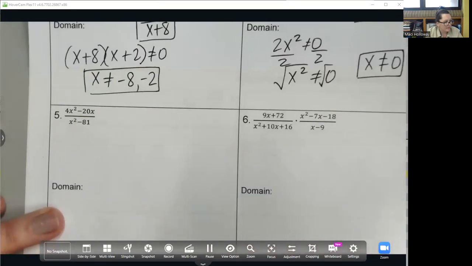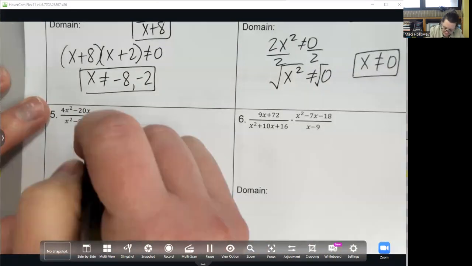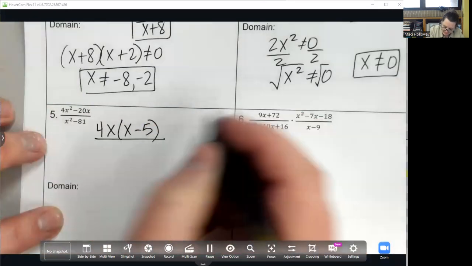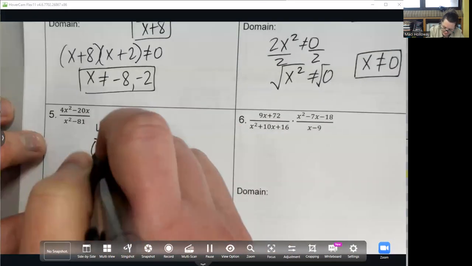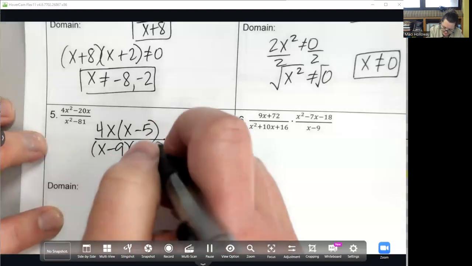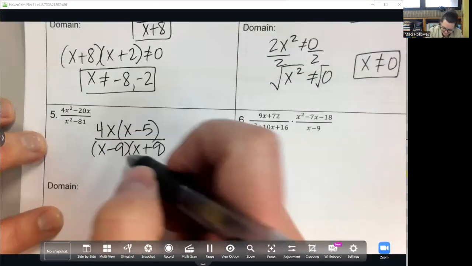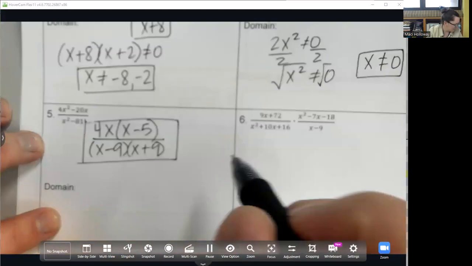All right, number 5. Let's factor. We can factor out a 4x on the top. So we have x minus 5. This is difference of 2 squares, so we have x minus 9 and x plus 9. Really? That's kind of dumb. That's your answer. You can't simplify that any further. All right. Well, there it is.